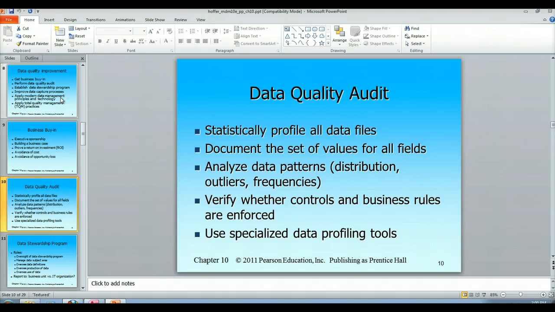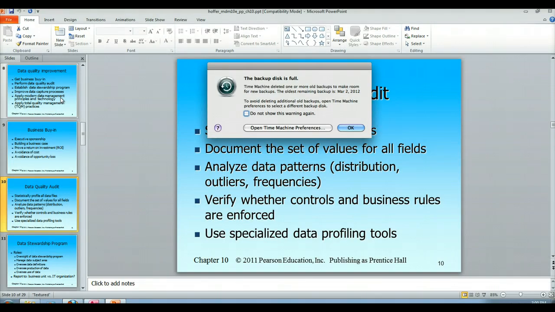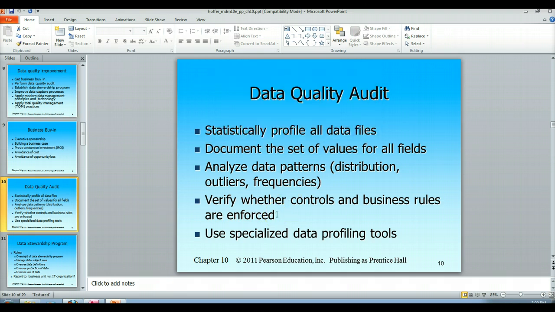We want to verify whether controls and business rules are enforced. By analyzing our data and looking at what data currently exists, we can see if somehow controls are being bypassed or people are simply ignoring our business rules. We can use specialized data profiling tools. I'm not going to get into those here. Just realize that there are specialized data mining tools out there.